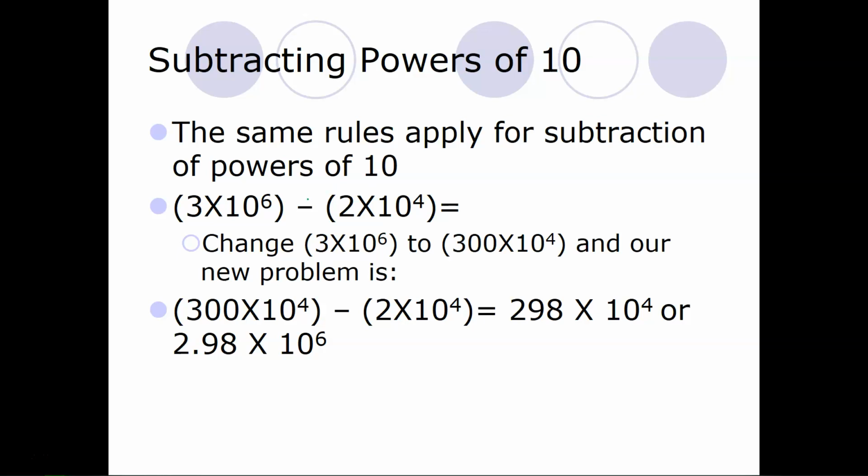The other way you can do it, though, is you leave this as 3 times 10 to the 6th. And you subtract, my decimal point's right here, so I can move it 1, 2 places forward. So you end up with 0.02 times 10 to the 6th. 3 minus 0.02, you bring down your 10 to the 6th. 3 minus 0.02 would be 2.98. Does everybody see how I did that?